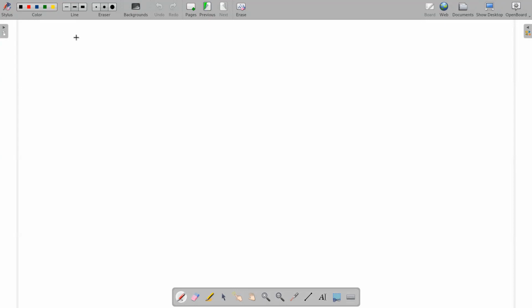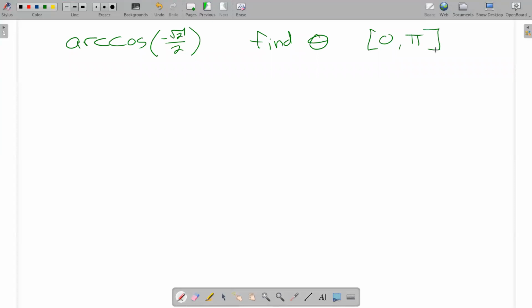So let's take an example where we have the arc cosine, excuse me, of negative square root of 2 over 2. And we want to find theta, where theta is between 0 and pi. And we want to get an exact value for theta.